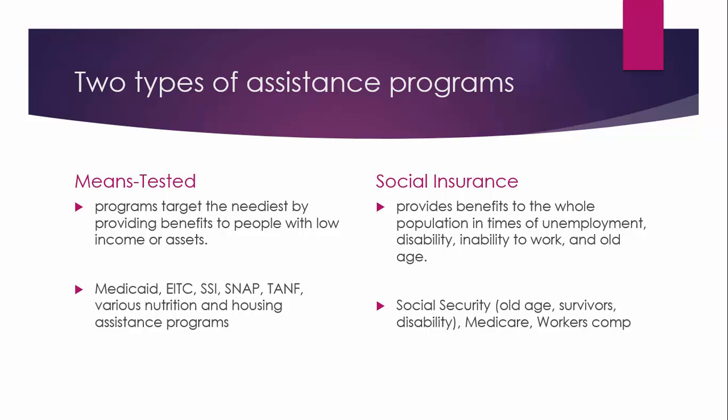Then there's social insurance, which provides benefits to the whole population in times of unemployment, disability, and inability to work in old age. The major ones there are Social Security, old age Social Security, survivor and disability benefits, Medicare, and workers' comp.